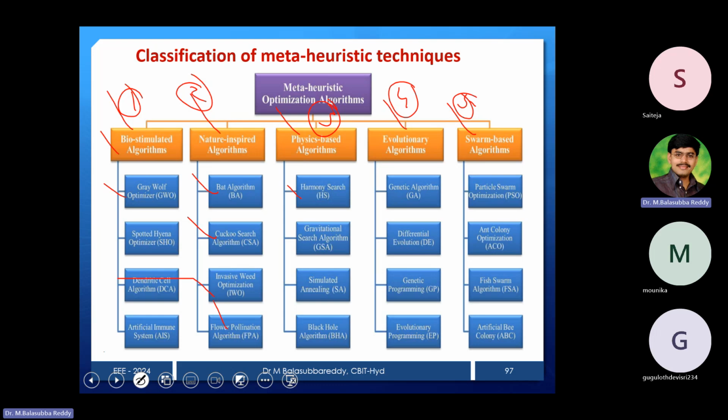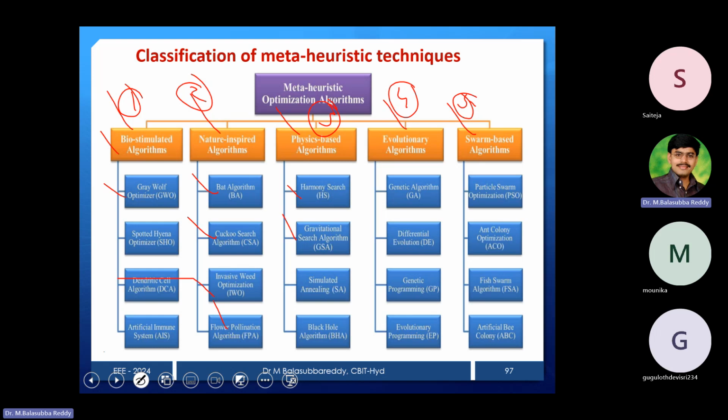Then evolutionary algorithms, genetic algorithms. Then physics-based ones: harmony search algorithm, gravitational search algorithm, simulated annealing, black hole algorithm. These are all related to gravitational search. Also, it is an okay, good algorithm.